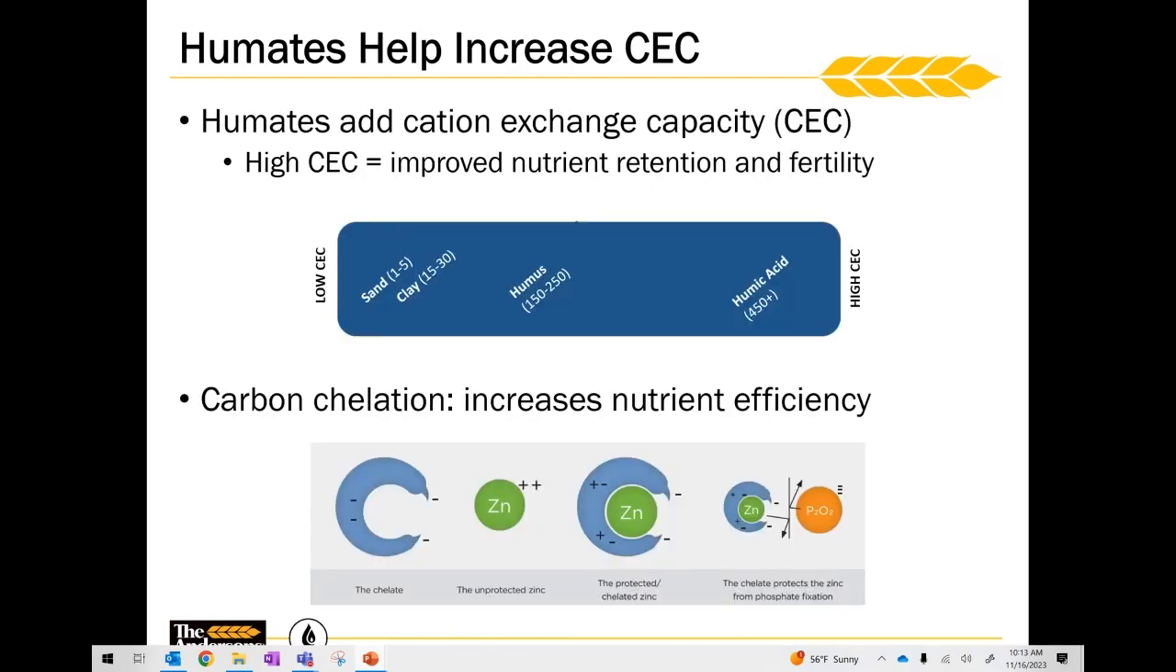2 bullet points on this slide. One is talking about the increase in CEC, and the other one is going to touch base on that carbon chelation side, which is going to help us understand the component of stabilizing nitrogen also. So we really help with that holding capacity or the ability to hold on to nutrients. So 2 ideas here kind of on a take-home side.